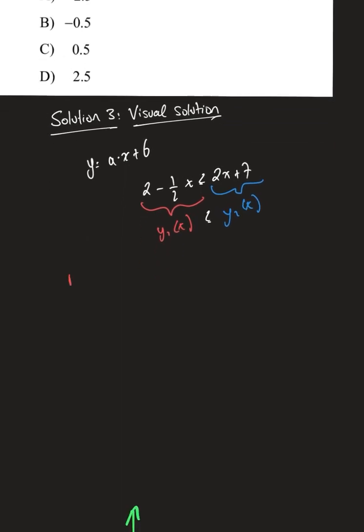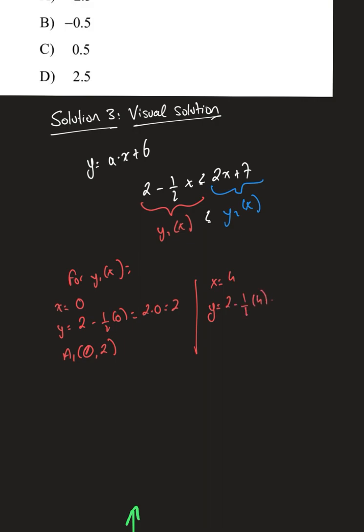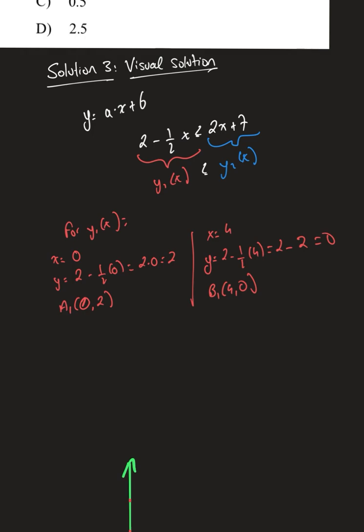So let's take y1 of x. Let's choose first of all x equals 0, and we're going to have that y equals 2 minus 1/2 of 0, which is equal to 2 minus 0, which is equal to 2. Therefore, we have the first point, a1 is (0, 2). Now, let's take x equals 4, and we're going to have that y equals 2 minus 1/2 of 4, which is equal to 2 minus 2, which is equal to 0. And therefore, the point b1, (4, 0), is also a point for y1 of x.